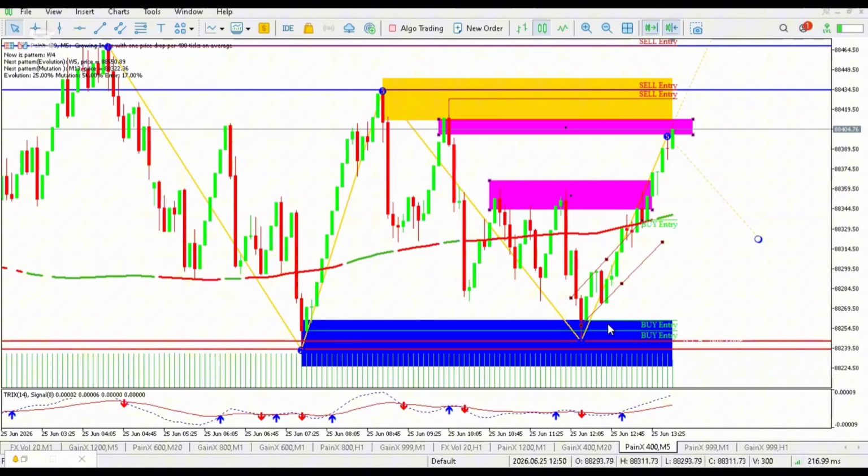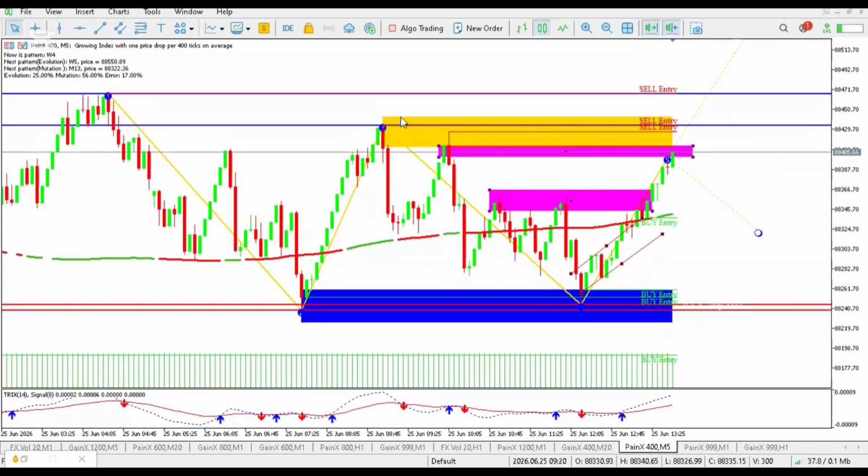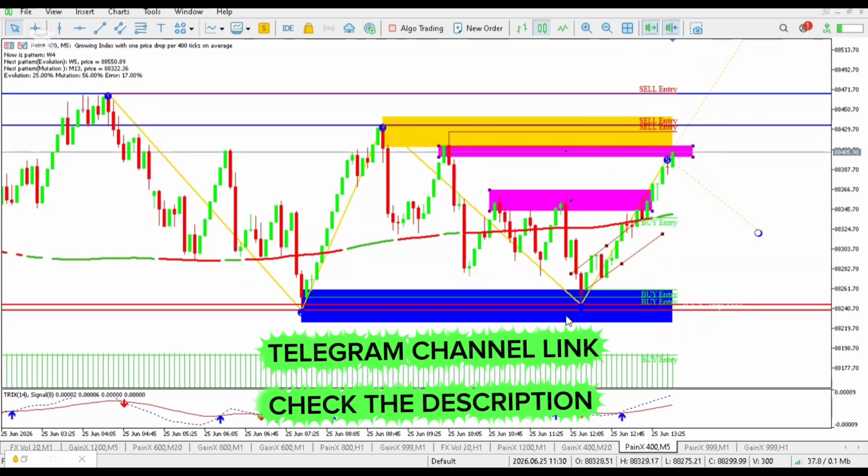We held this trade because there was a buy confirmation here and it only gave us one spike. That's why we held it. Now it's time to take profit and we have enjoyed this upward movement. We can also enter it again, that is if it crosses this yellow zone and creates this kind of a setup again. So that is how you scalp on Paynex 400.